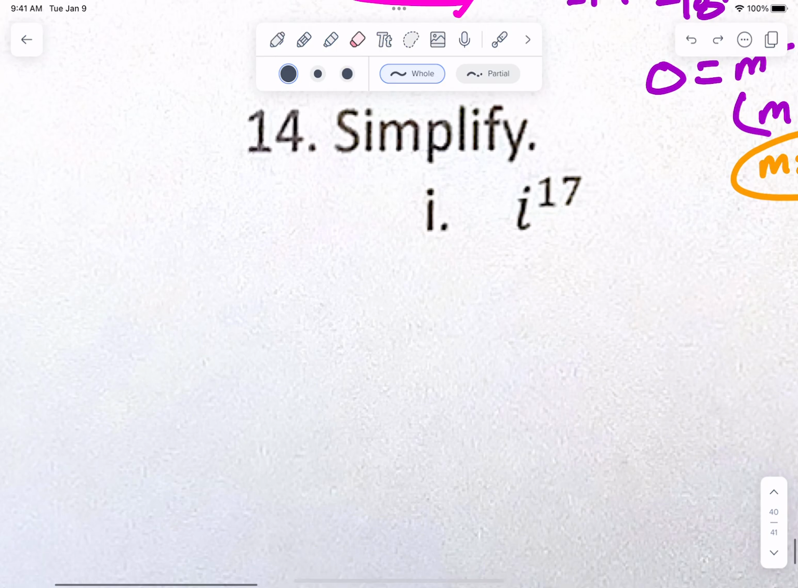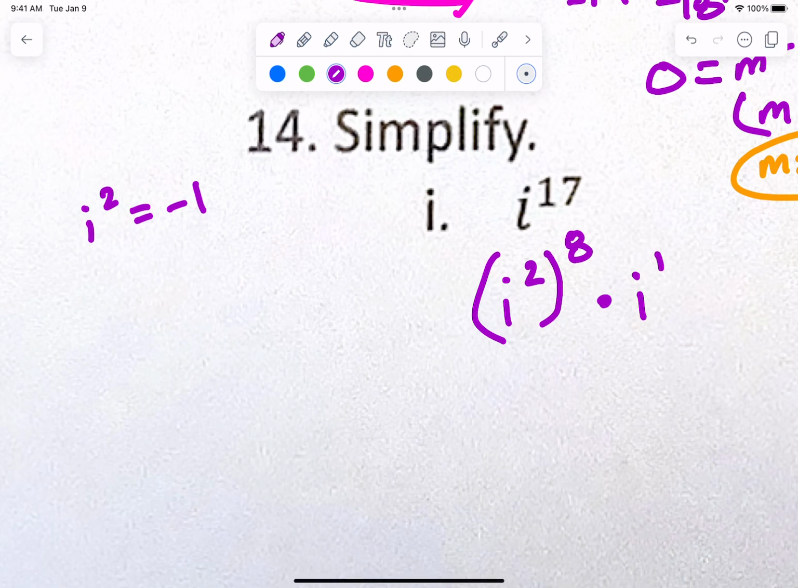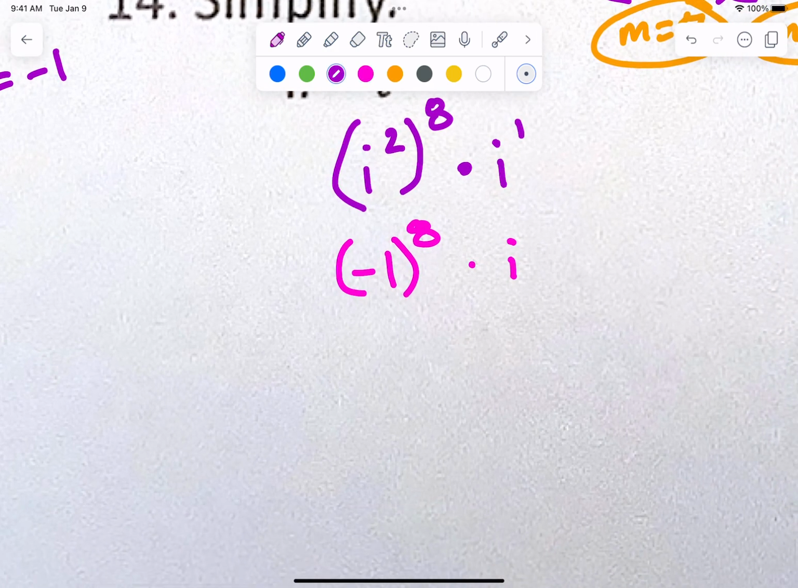The i's. We know that i squared equals negative 1. So I'm going to write this in terms of i squared. How many times do I take i squared times itself to get close to 17? I'd have to go to 16, so 8. That will give me 16, but then I need one more to give me 17. But i squared is negative 1, and I'm taking that to the 8th power. What is negative 1 to the 8th power? Positive, because 8 is an even number. An even number of negatives is a positive. So this is positive 1 times i, which is just i.